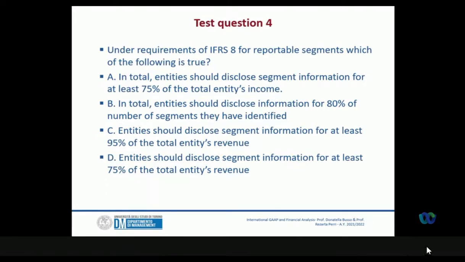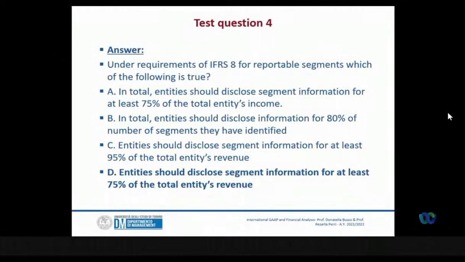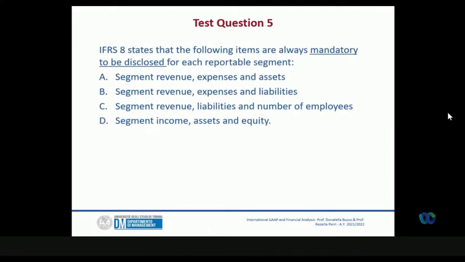The other ones, B and C, are obviously not correct because they are 80 and 95%, nothing to do with this percentage. And A is not correct because even though it says 75%, it is mentioning the total entity's income, and income is the net income, it is the profit, whereas specifically IFRS 8 mentions total entity's revenue. So it's D, very good. Okay, a couple of seconds also for this question.